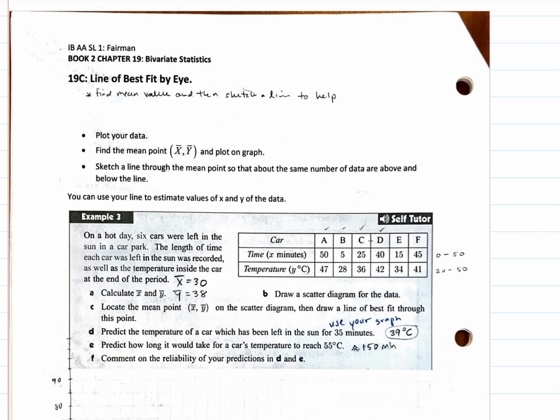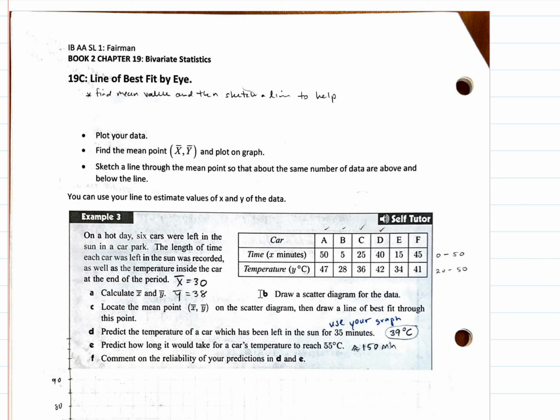So you can see there were 6 cars. They were left a varying amount of time from 5 minutes to 50 minutes. And then we also measured the corresponding temperature inside the car for that information. So the first thing they ask us to do is to calculate X bar and Y bar. Recall those are the means or the averages. So you would take all of the X values, add them together, and then divide by 6, and you get 30. Take all of the Y values, add them together, and divide by 6, and you get 38. So that's our X bar, Y bar.